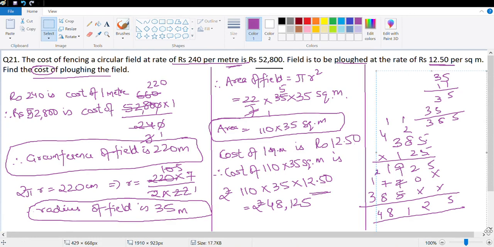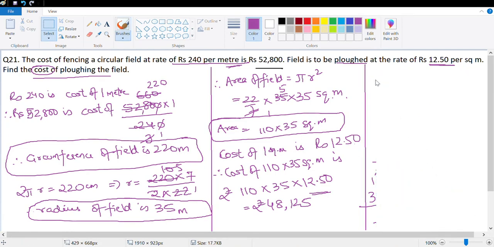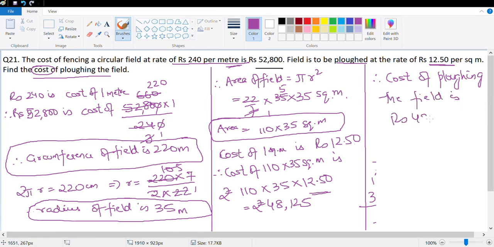So let's just write the final answer. So my final answer would be, therefore, cost of plowing the field is rupees 48,125. So first we calculated the perimeter from the perimeter of a circle, in this case a circumference. From the circumference we calculated radius, from radius we calculated area, and from area we used unitary method to calculate the cost of plowing the land. Perfect. Let's look at the next question.